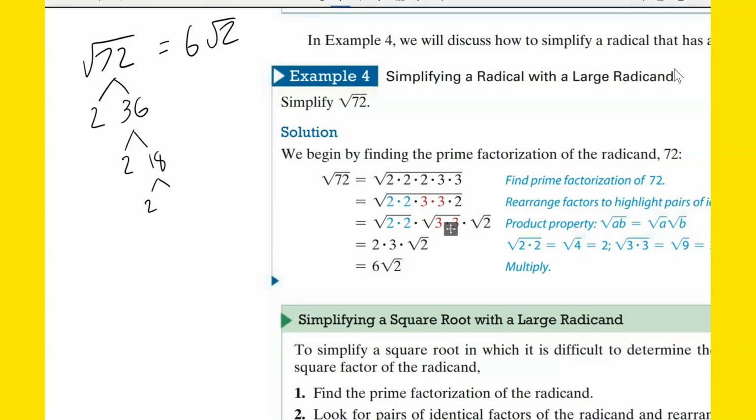The 18 breaks down to 2 times 9. The 9 breaks down to 3 times 3. So I'm looking for partners. I have a pair of 3's, I have a pair of 2's, and I have one extra 2 left over. So the 3's come out as a 3, the 2's come out as a 2. So I got a 3 and the 2 on the outside that makes the 6. And then that extra 2 left over that doesn't have a partner is still underneath the radical.